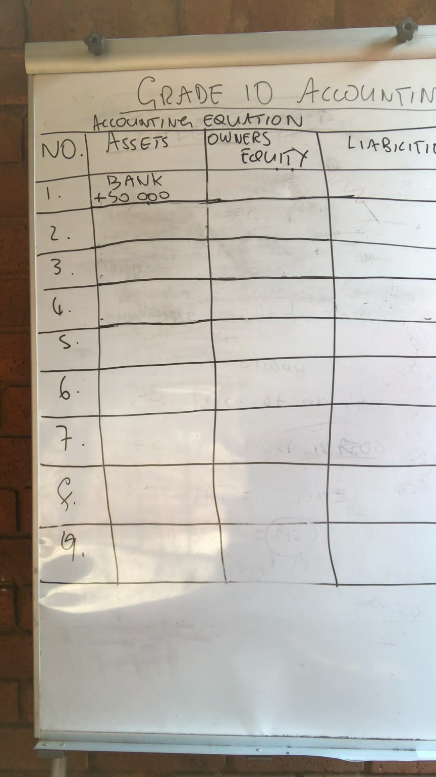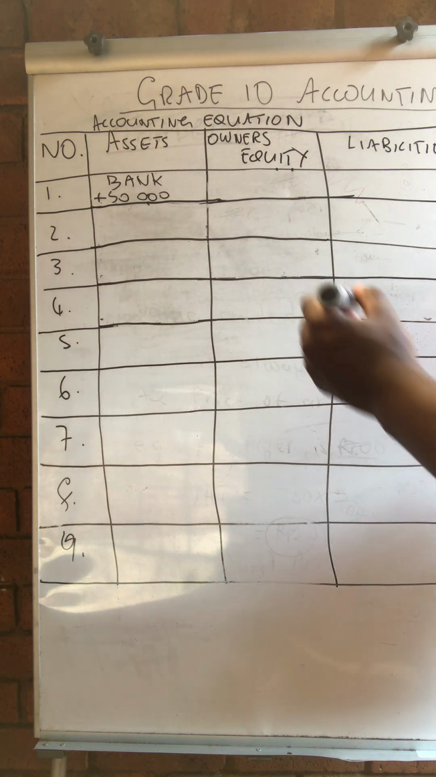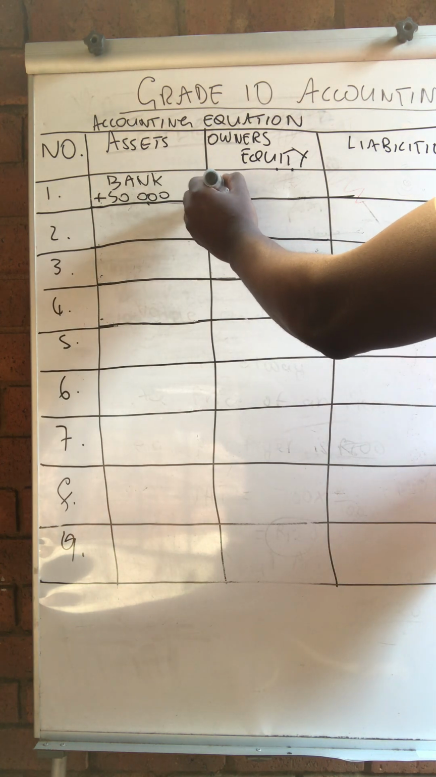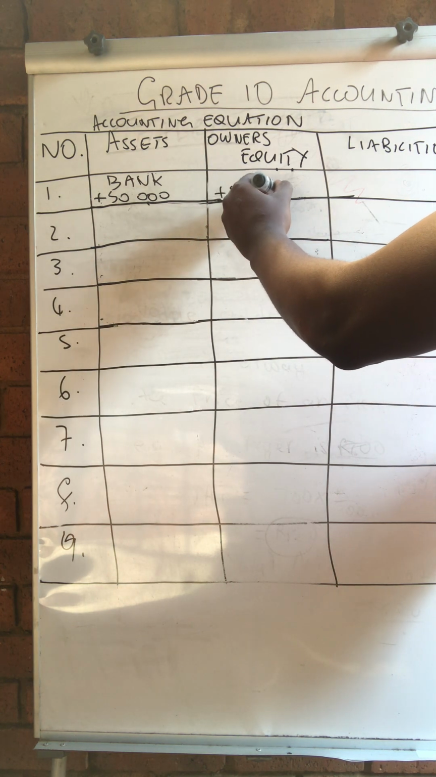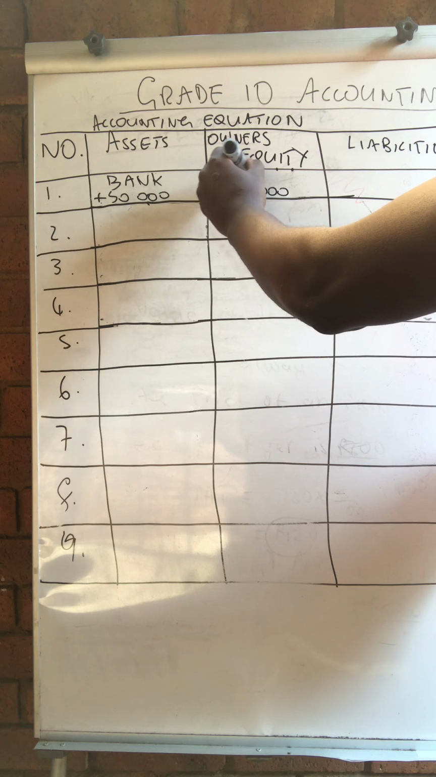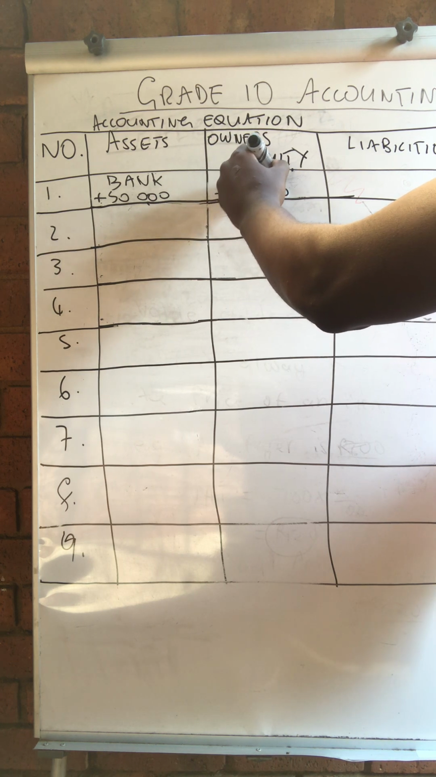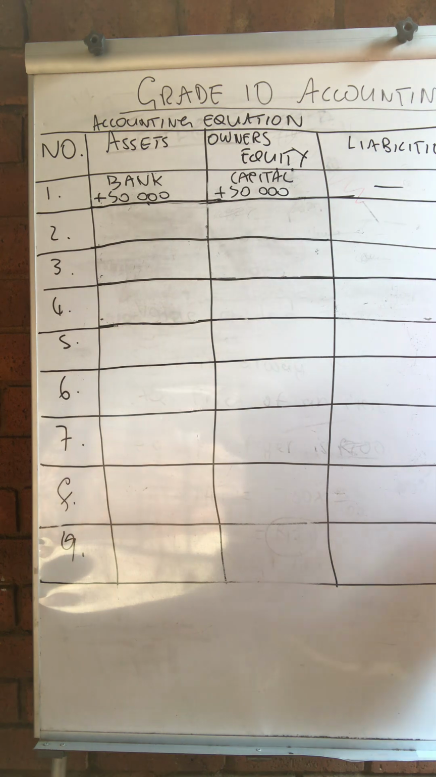What is this money in the bank that we are receiving for? We are told that the owner was contributing capital. We said our owner's equity is increased by capital and income, which means we come to our owner's equity and say plus 50,000 rands, and that's for capital. That's the account affected, capital. Nothing is happening to our liabilities.